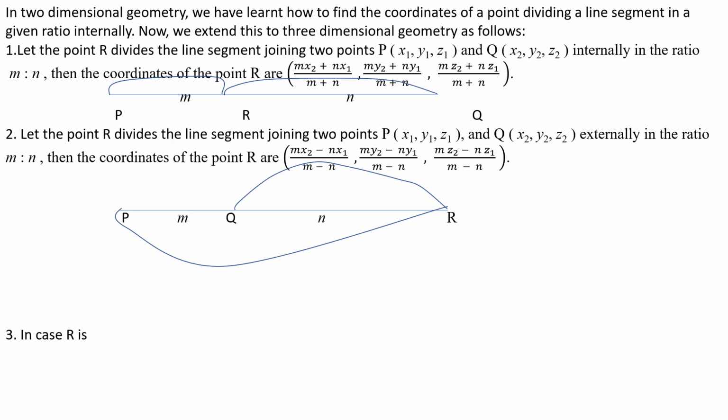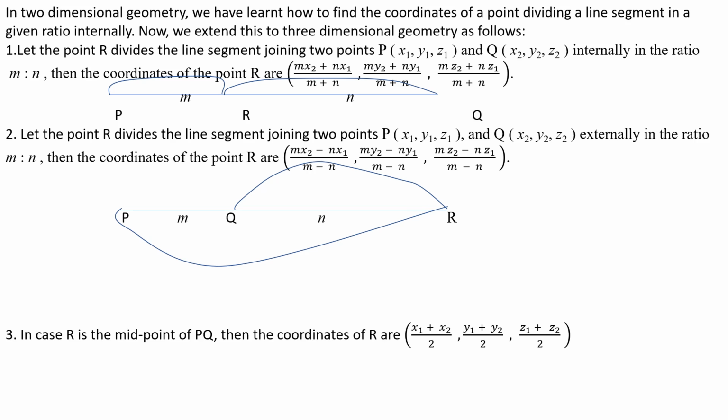Now come to the point number 3. In case R is the midpoint of PQ, then the coordinates of R are ((x1 + x2)/2, (y1 + y2)/2, (z1 + z2)/2). These are the coordinates of the midpoint of a line segment. Okay, my dear children, understood this point? Memorize this point also, my dear children, as a formula. Right.